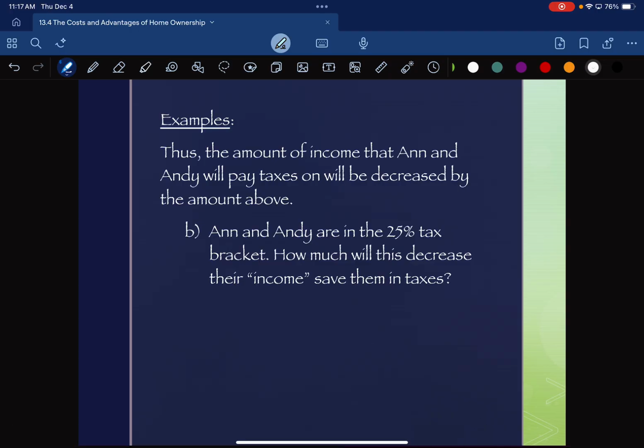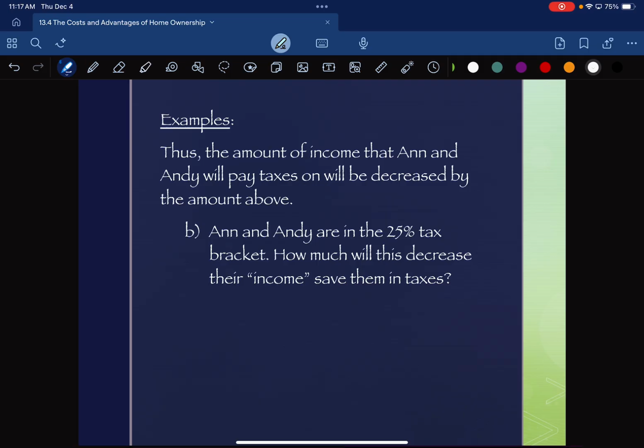Thus, the amount of income that Ann and Andy will pay in taxes will be decreased by the above amount. Okay, so here's the way it works. When you pay taxes, there's a tax amount you owe. That $3,750 that they just paid in interest on their loan does not subtract off of the tax amount. It subtracts off their income amount.